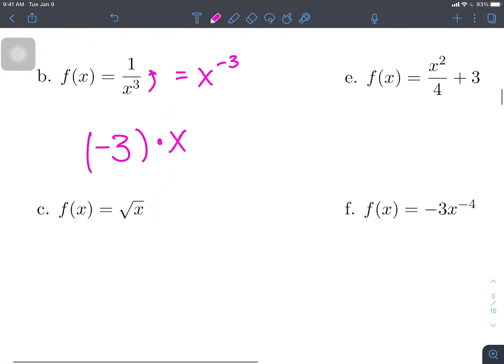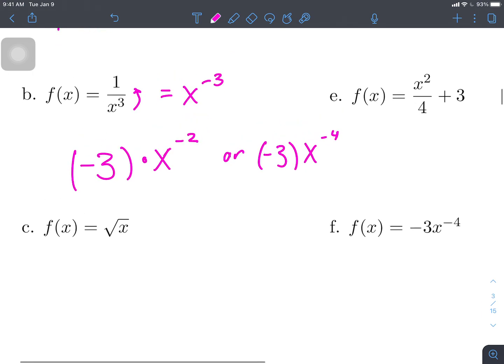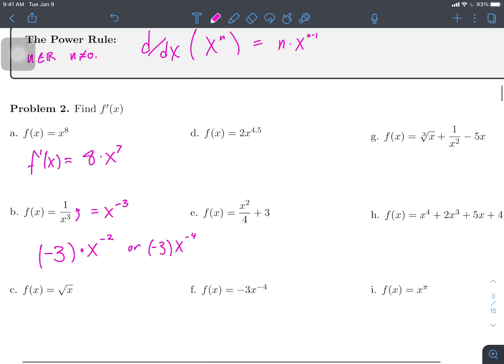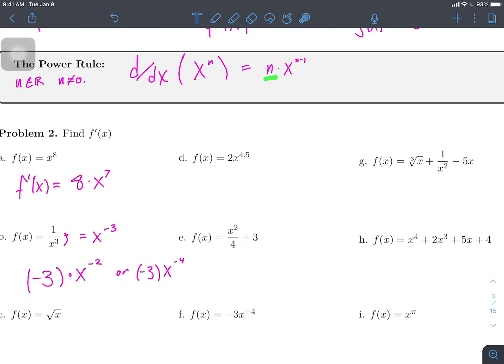So there's a bit of a debate here, I think. Should it be negative 2 or negative 3 times x to the negative 4? Okay, I'm hearing a lot of 4s, which is good, because if we take the rule, then n is negative 3. So the power should be negative 3 minus 1. If I do negative 3 minus 1, I get negative 4. So in this case, we should use negative 3 times x to the negative 4.